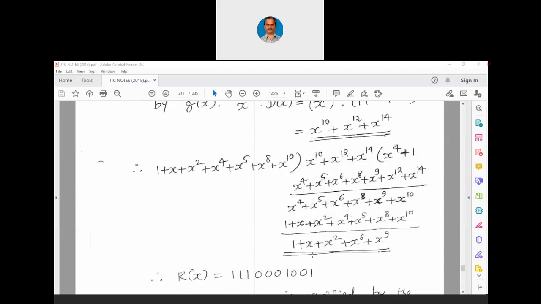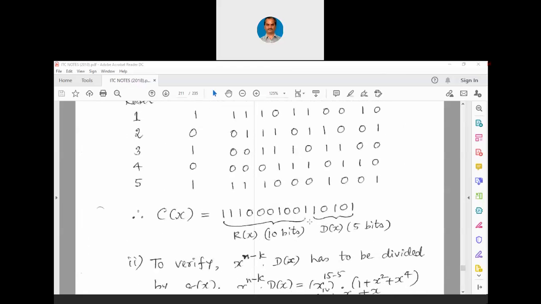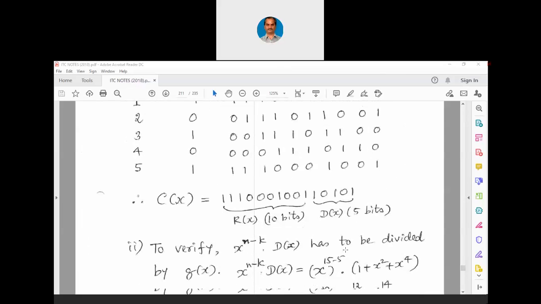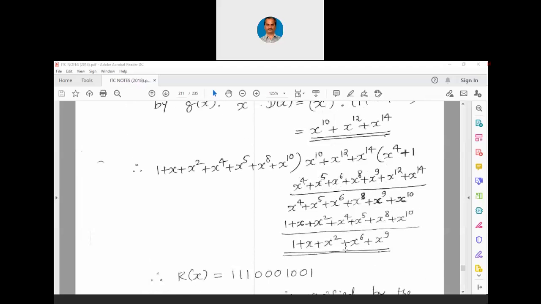Now this R of x is what? 1 is there, 1. X is there, 1. X square is there, 1. X cube, x power 4, x power 5 are not there, 0, 0, 0. X power 6 is there, 1. X power 7, x power 8 are not there, 0, 0. X power 9 is there, 1. So 1, 1, 1, 0, 0, 0, 1, 0, 0, 1. You can see 1, 1, 1, 0, 0, 0, 1, 0, 0, 1 is the remainder polynomial or the check bits which we obtained from the encoder circuit, and it is verified even using the division.